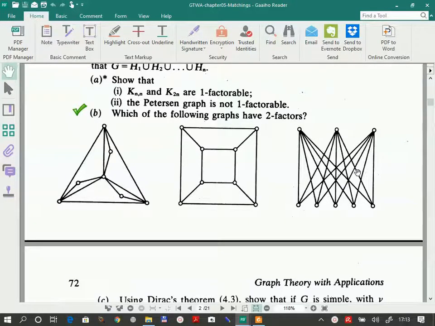Okay, but a 2-factor is a spanning subgraph, meaning a subgraph reaching all vertices, such that each vertex is of degree 2. Meaning it is actually a bunch of cycles covering all the vertices and without intersection. Okay, and what do you think about that? You still think that it has 2 factors?